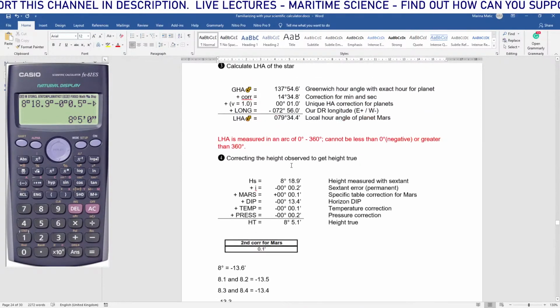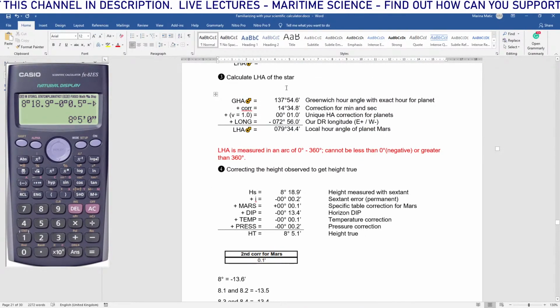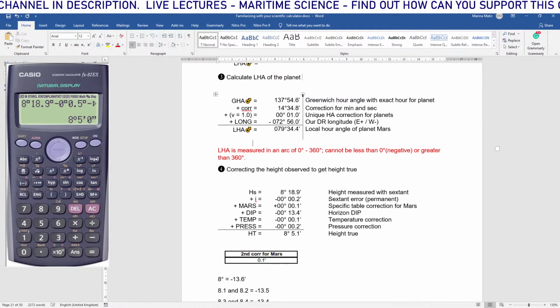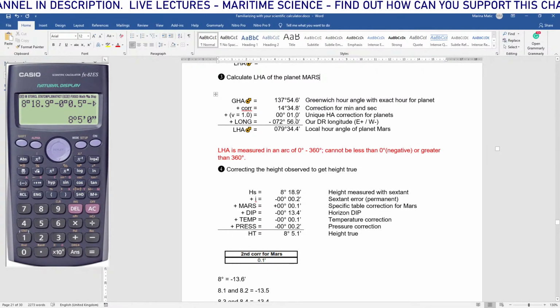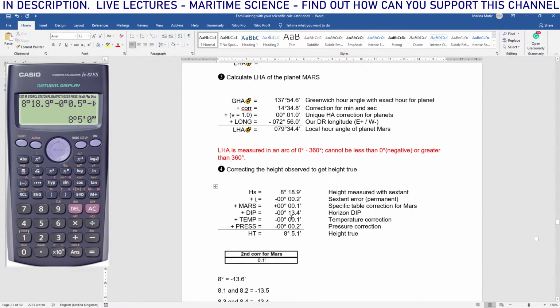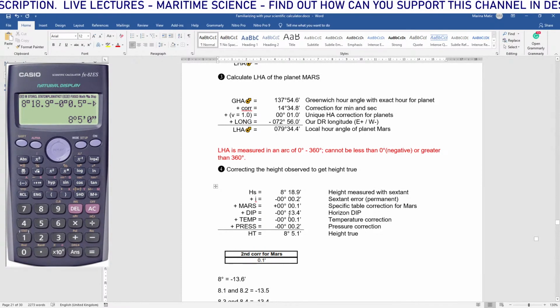This was important. Step 3, how to calculate local hour angle of the planet Mars, and how to correct the height observed to get height true for the planet Mars. So that's it for today.